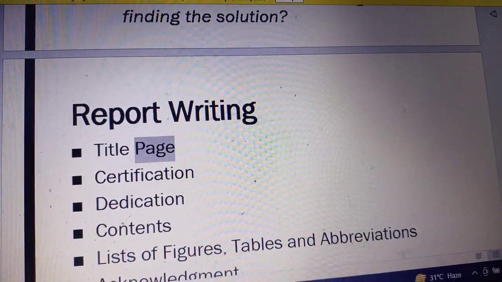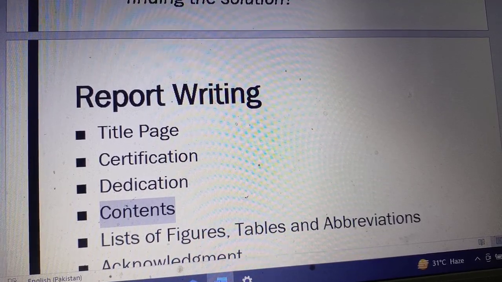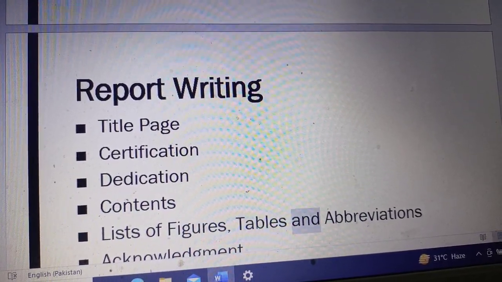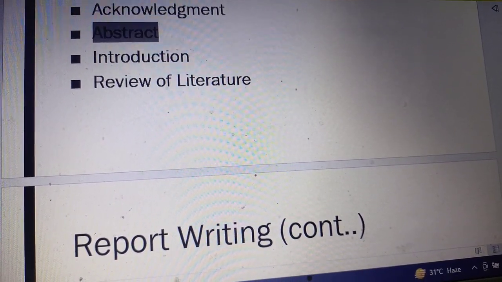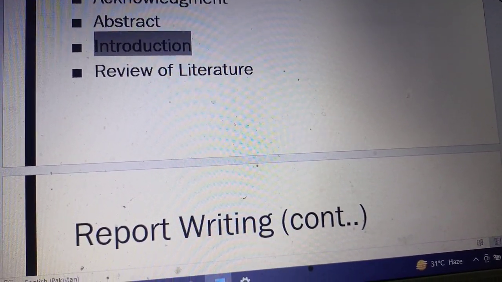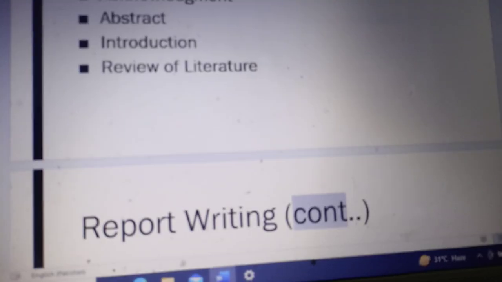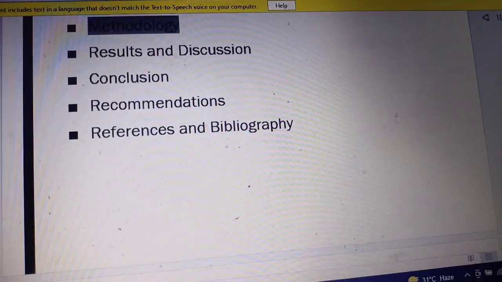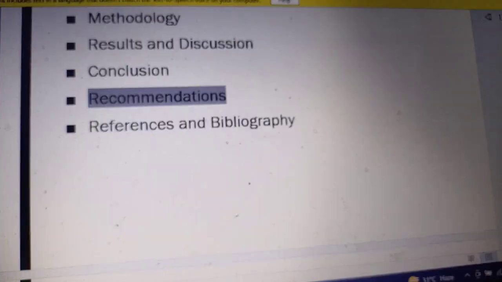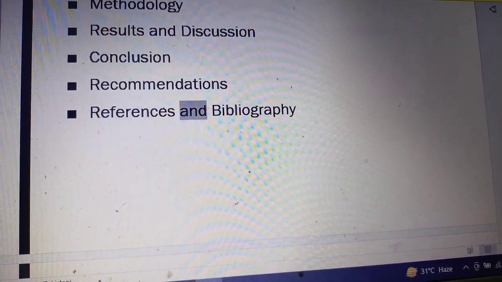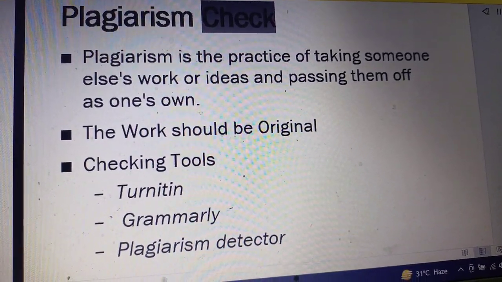Report writing: title page, certification, dedication, contents. Lists of figures, tables, and abbreviations, acknowledgement. Abstract, introduction, review of literature. Methodology, results and discussion, conclusion. Recommendations, references and bibliography. Plagiarism check.